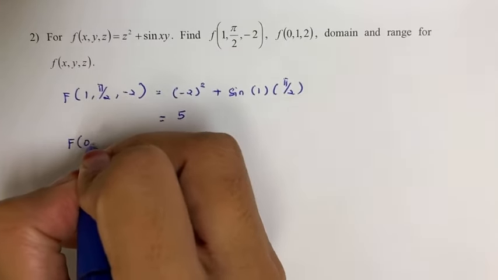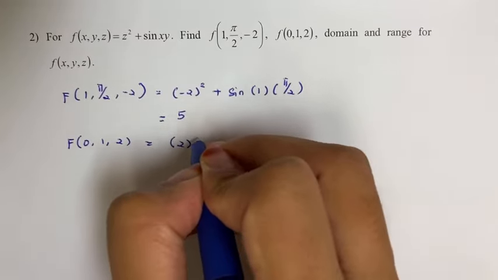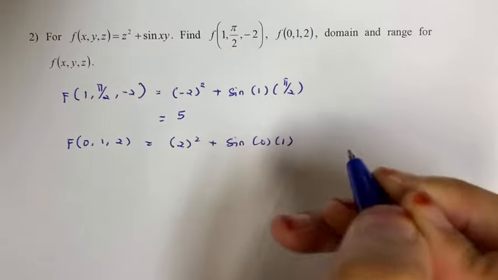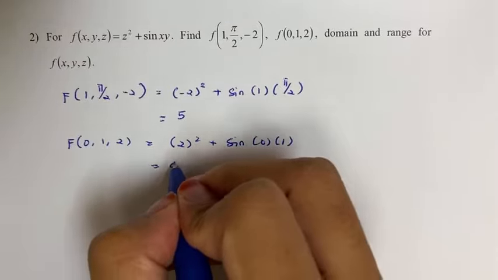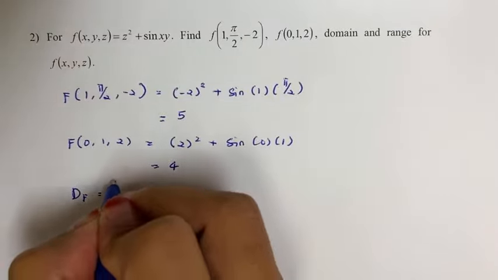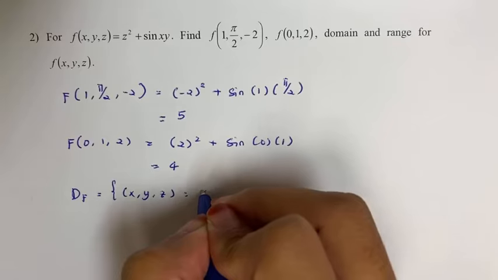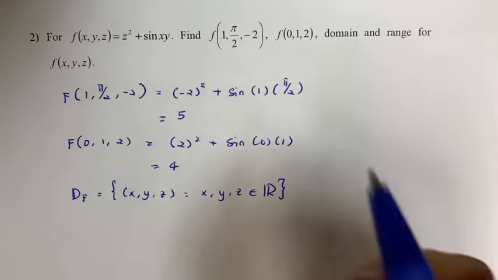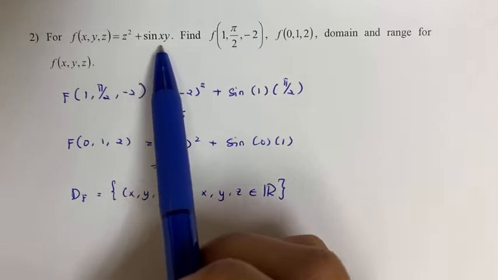Then for f(0, 1, 2), this is equal to 2 squared plus sine of 0 multiplied by 1. Sine 0 equal to 0. 2 squared is 4. So the answer is 4. And then for the domain of f, x, y, and z can be any real number. Why? Because there is no restriction for z squared and there is no restriction for sine xy.